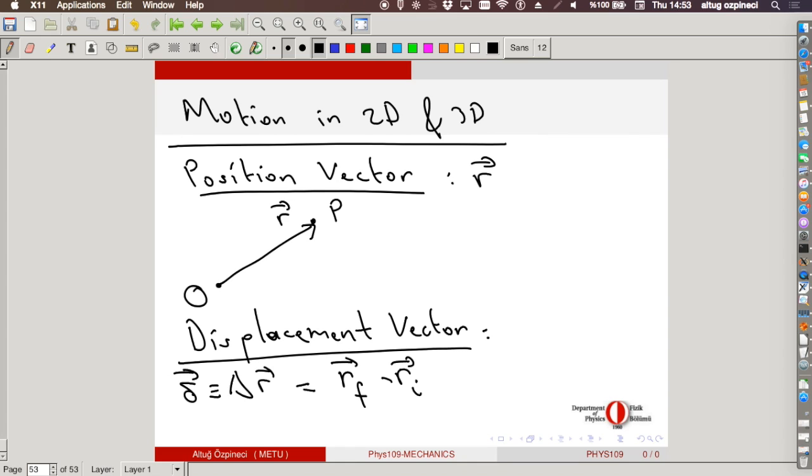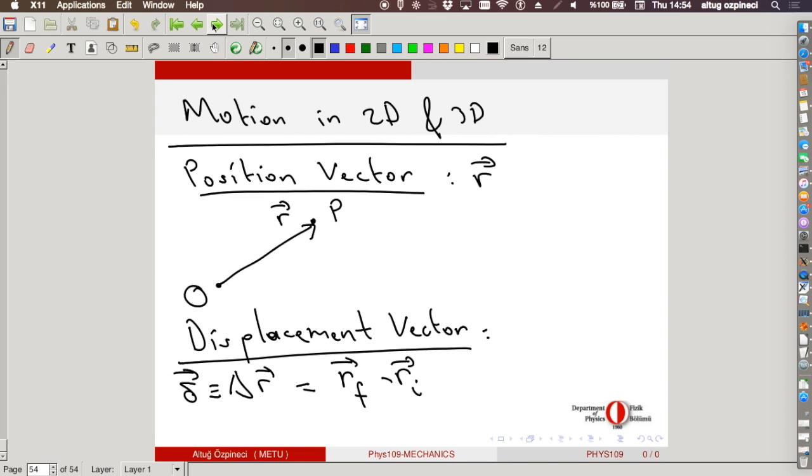This is a position vector, Ri. We should know how to multiply it by a minus 1. It will be a vector of the same magnitude, just pointing in the opposite direction. And we just add that minus Ri to the final position. So this will be the displacement vector.